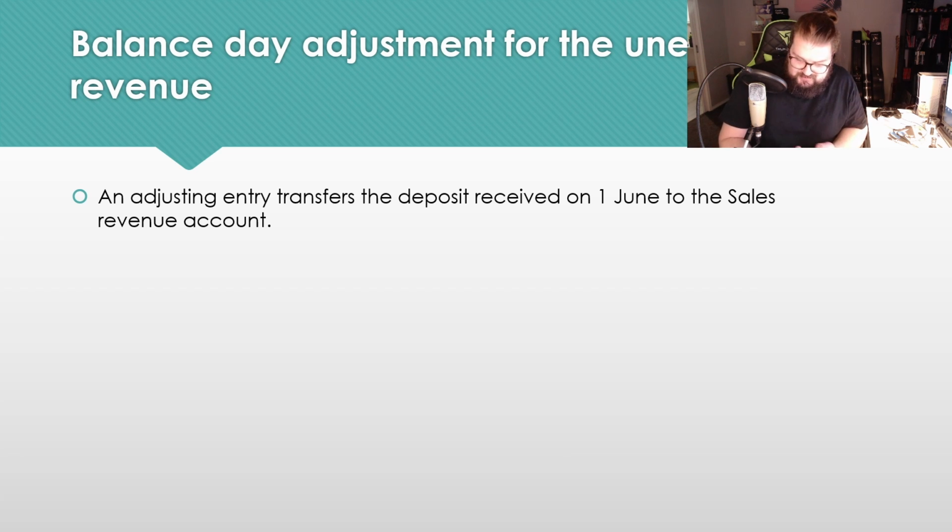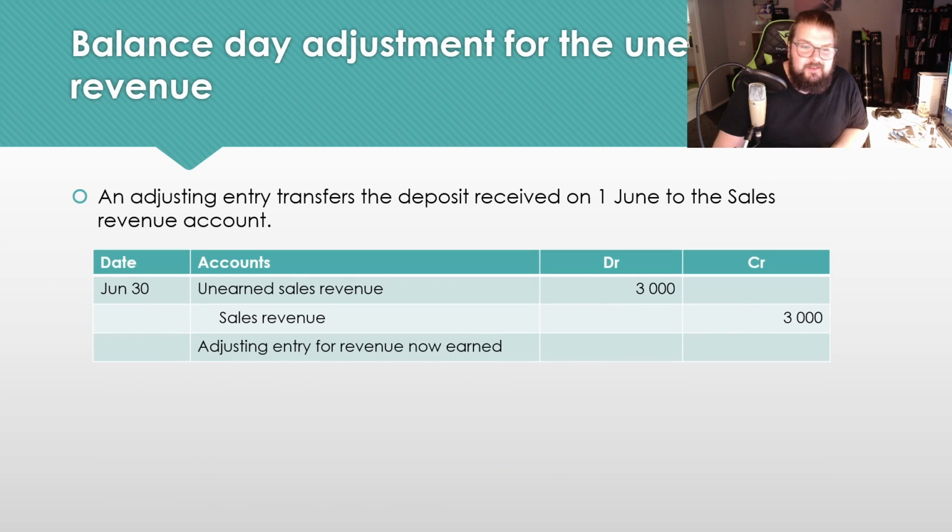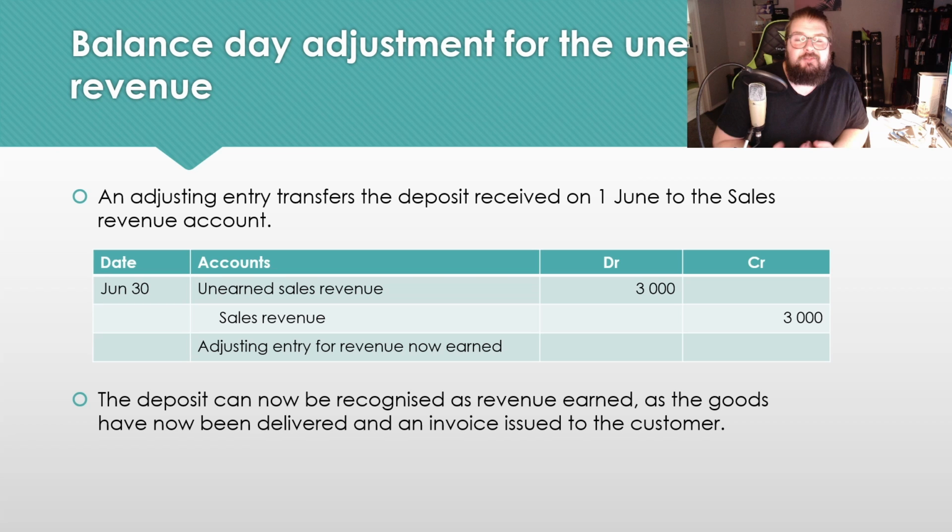We've got $12,000 of revenue and a $3,000 liability. What are we going to do? This is where the balance date adjustment comes in. This is where we transfer it out from our liability and into our revenue account. So we've now recognized this deposit as being earned, and we can actually acknowledge that we have revenue now.